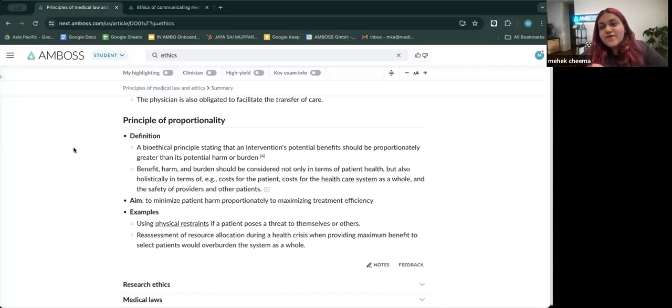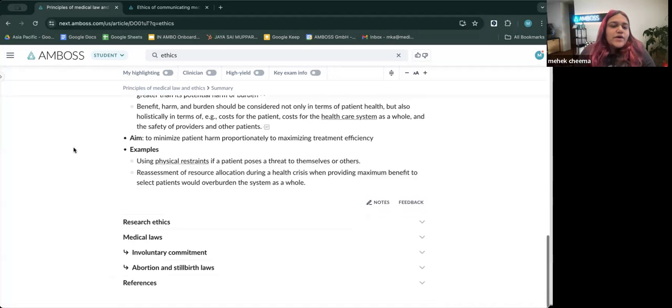I hope that within the first 10 minutes, you've now understood that medicine is not just medicine. When we say for XYZ disease, you have to give XYZ medicine, it's not as simple as that. If a patient comes to you, you realize that they are a patient, an individual, a human being, which means that your medical ethics are not only dependent on what you want to do, but what they think is right for them and the proportion of both. All right. So our aim is to minimize patient harm proportionately to maximizing treatment efficiency.